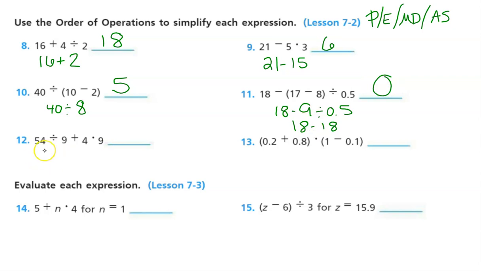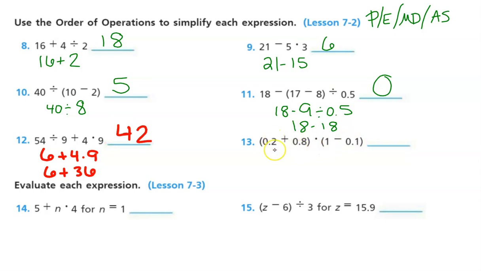Okay, number 12, there are no parentheses, so I'm going to do all multiplication and division from left to right. So 54 divided by 9 is going to be 6. Then I'll bring down everything else. 4 times 9 is going to be 36. So then I'll bring down everything else. And 6 plus 36 is 42. That's a tricky one.